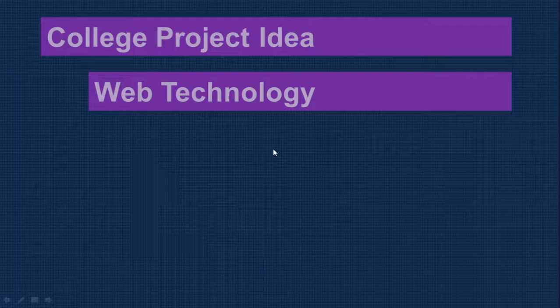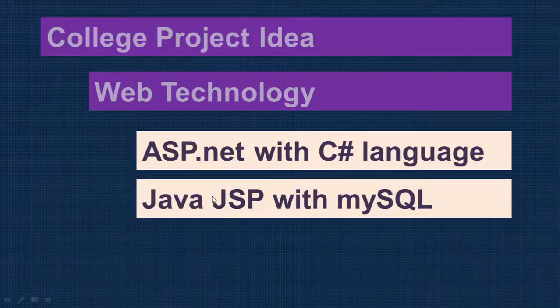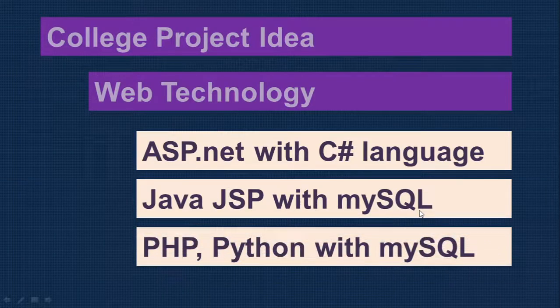In case of web technology, we can do it in different languages. One is ASP.NET with C Sharp. The other ones are Java JSP with MySQL, and PHP or Python with MySQL or MariaDB. The present version of MySQL is MariaDB, a free edition, but we can discuss that at some other time. What we are discussing here is that if you know how to do this project, then you can do it in ASP.NET or JSP or PHP or Python, or any other language too.